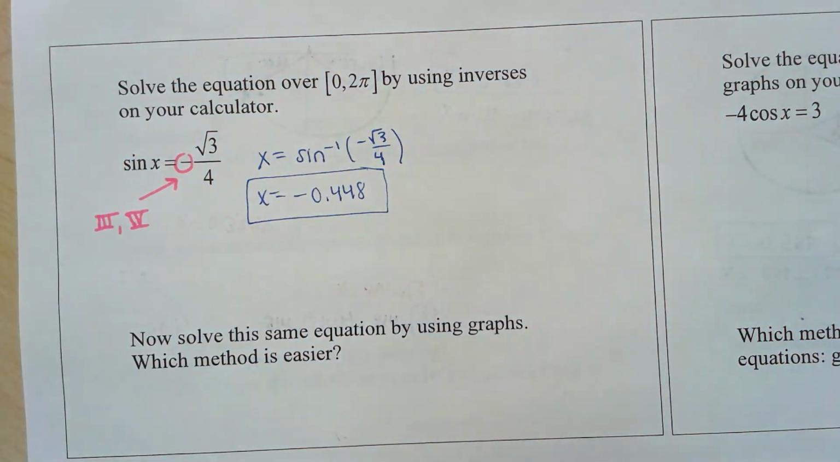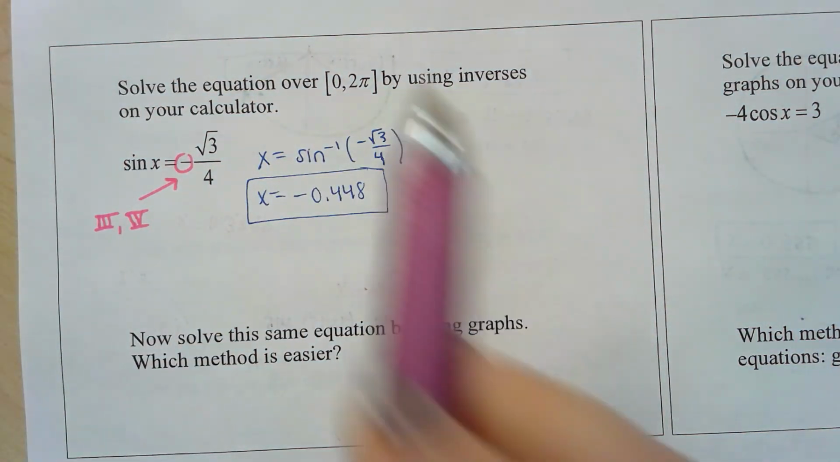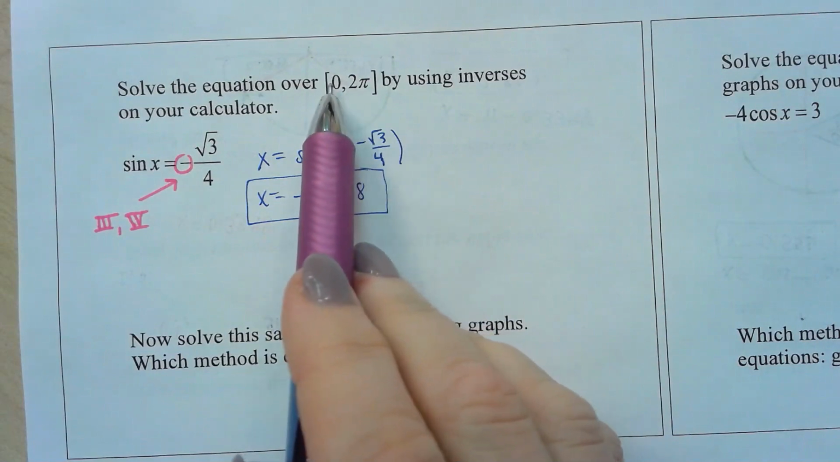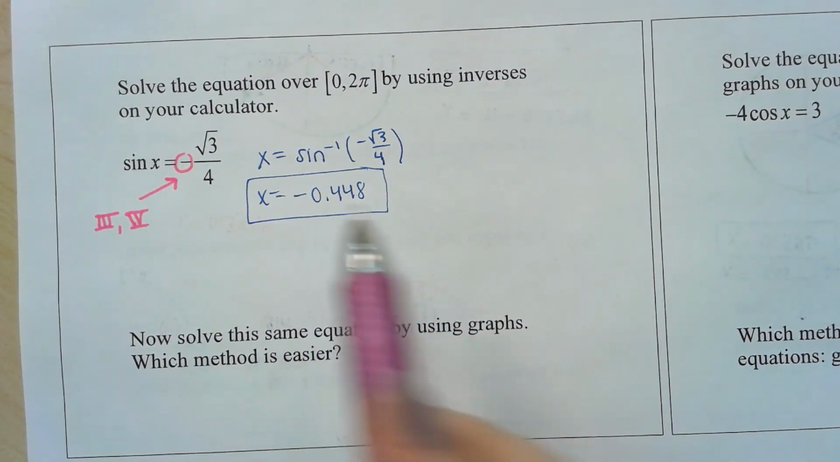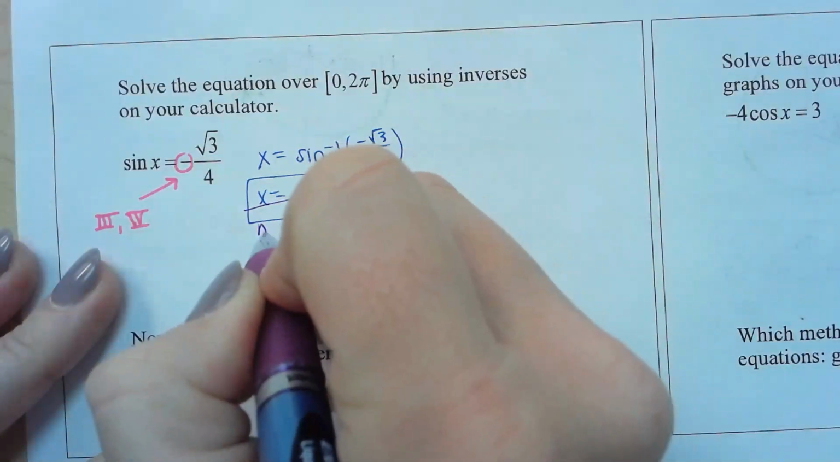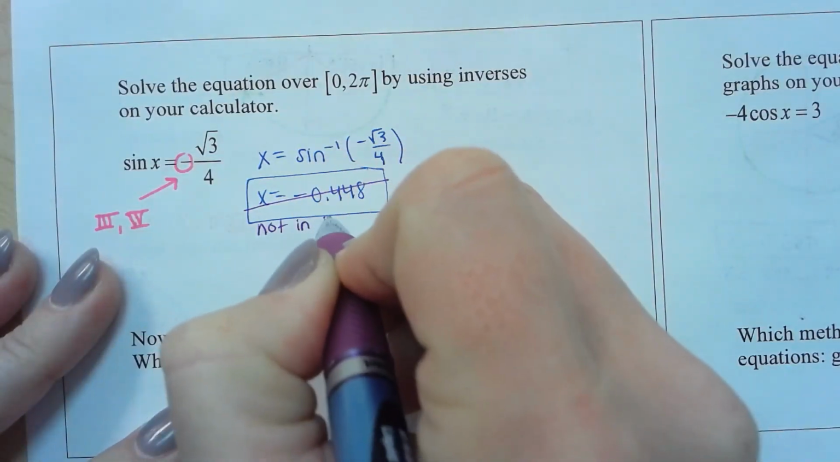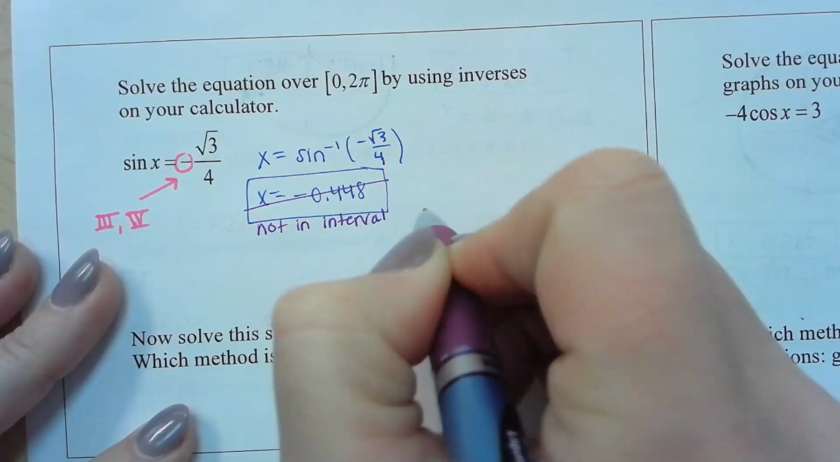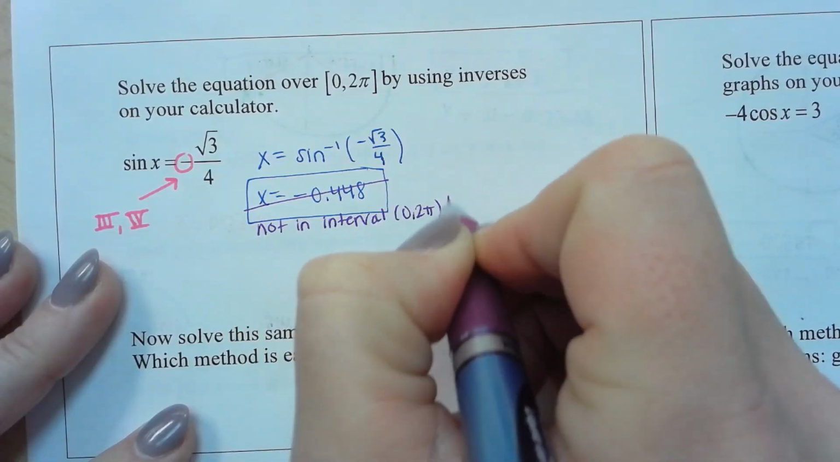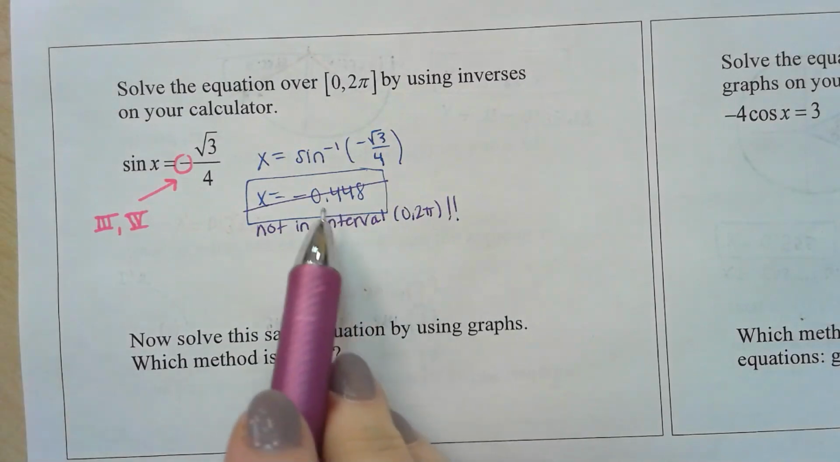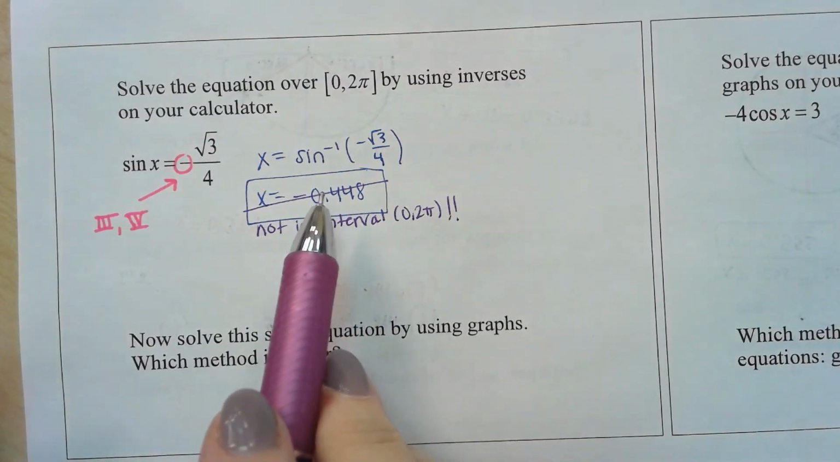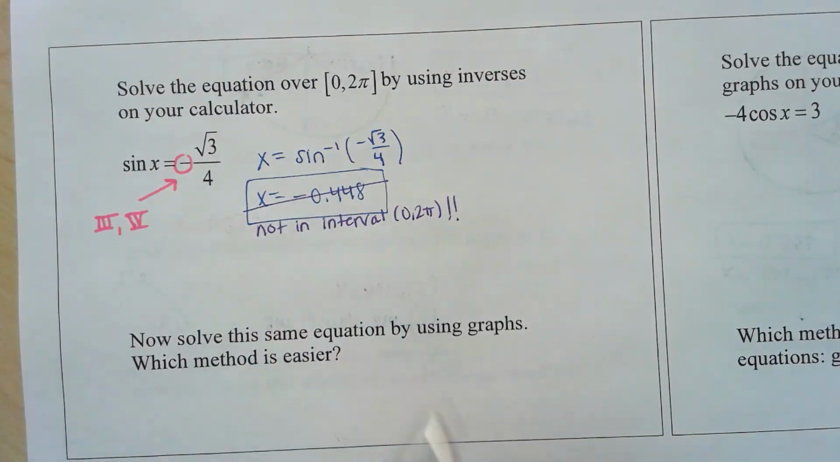Oh, wait a second. I can't box that in. They're asking us to give answers between 0 and 2 pi, and it spit out a negative number. That's not even in our interval. Cross it off. Not in the interval 0 to 2 pi. That's a problem. Now, I crossed it off, but I want to still be able to read it because we're still going to use the number. We're just not going to use that number as part of our solution.